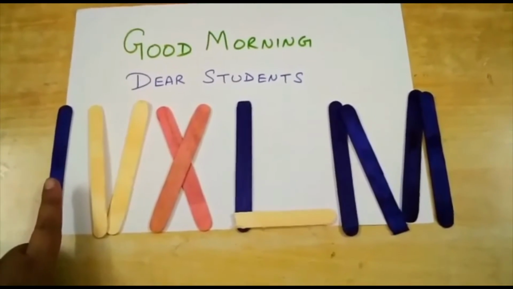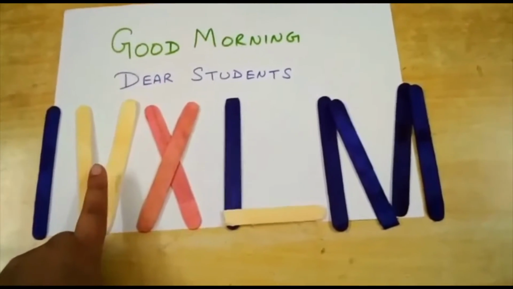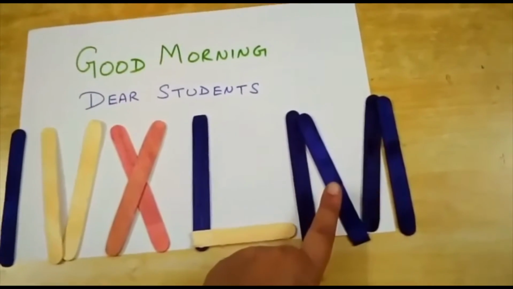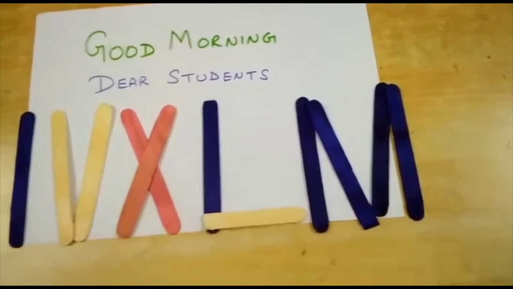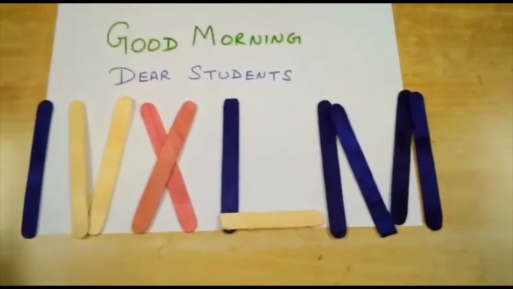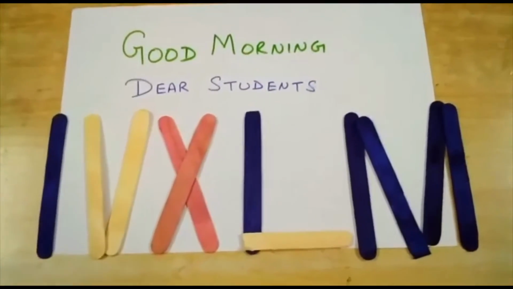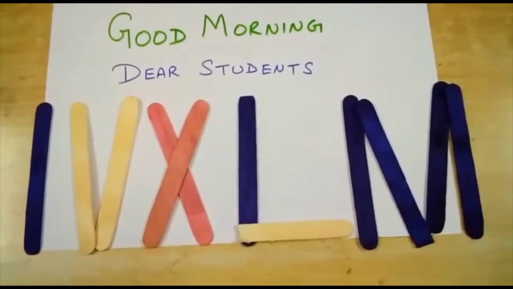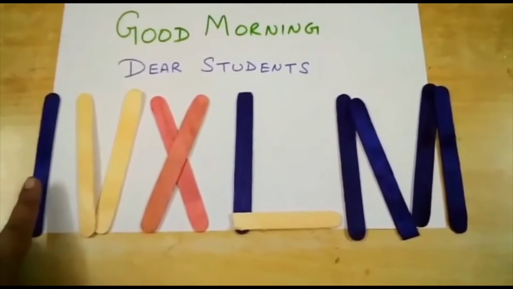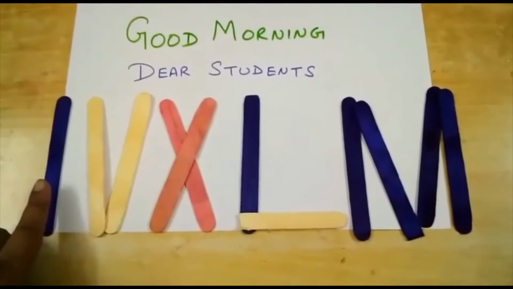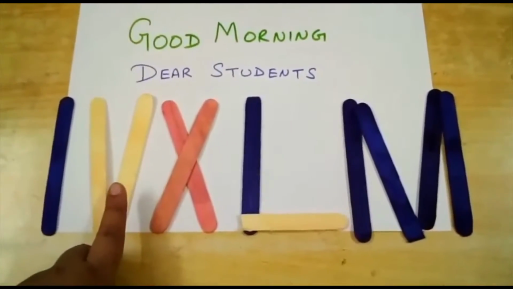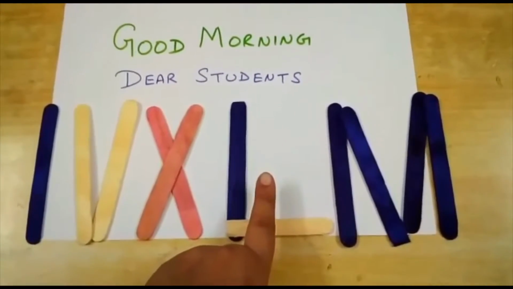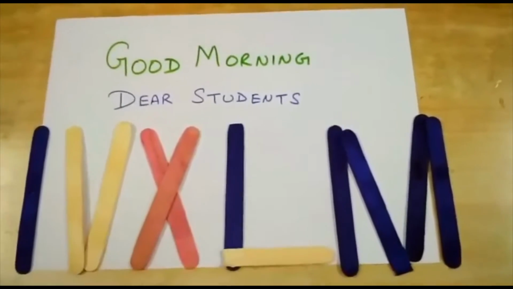Let's guess. I, correct. V, X, L, M. But what are they doing here? Are they representing something? Yes, they are representing the symbols in Roman numbers. How? This I represents the value 1, V 5, X 10, L 50, M 1000.